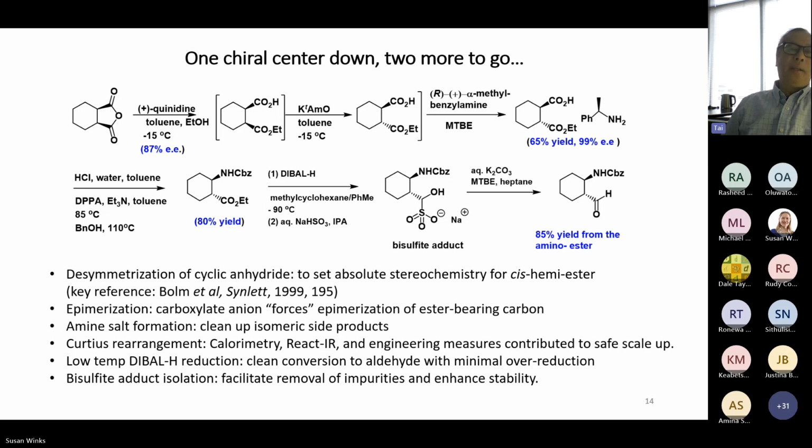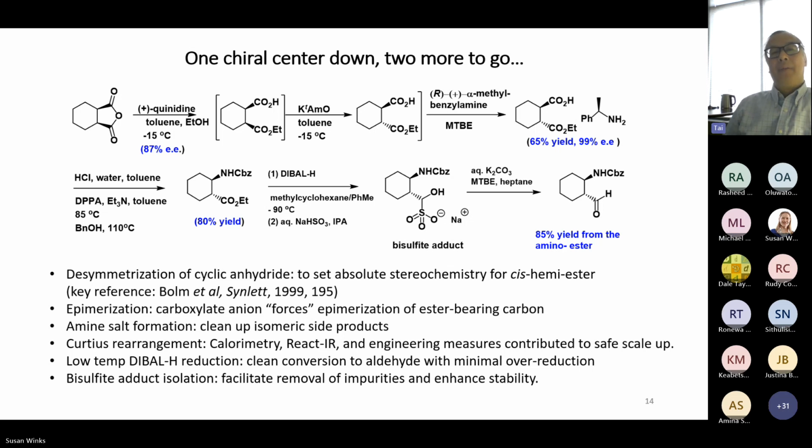The next step is actually pretty daring. It's a Curtius rearrangement to take the carboxylic acid all the way down to a protected amine. So you can see, we use an azide reagent, DPPA, to convert the carboxylic acid to an acyl azide. And under thermal condition it extrudes nitrogen to the acyl nitrene. The nitrene rearranges to isocyanate. The isocyanate under thermal condition gets trapped by benzyl alcohol. And therefore, we have the Cbz protected amine.